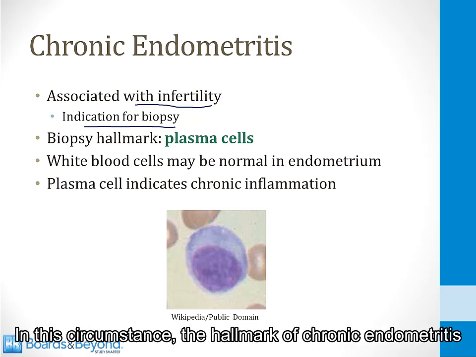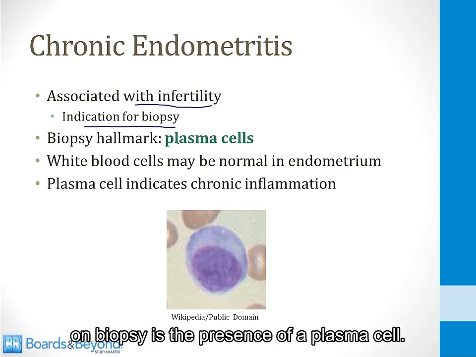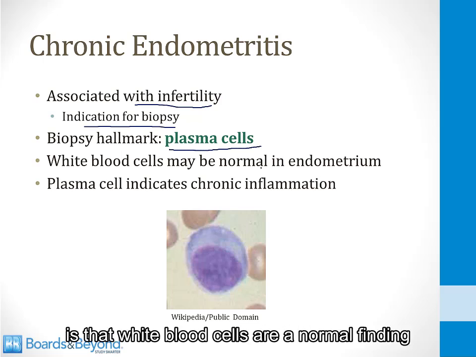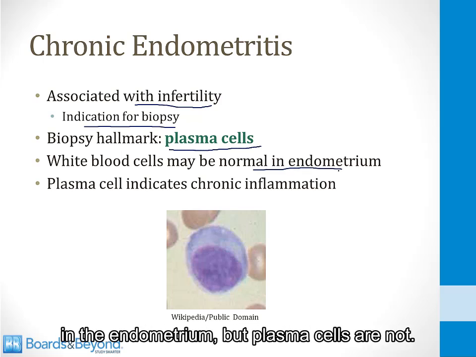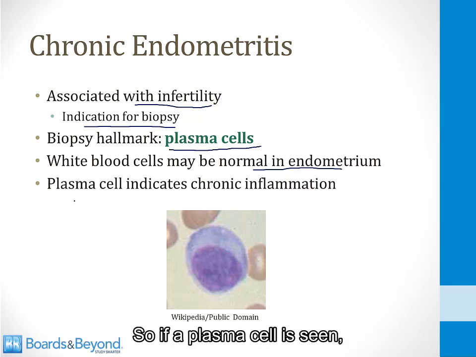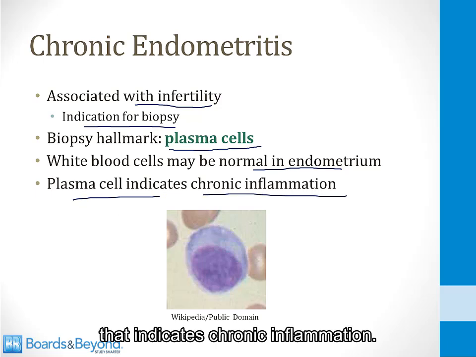In this circumstance, the hallmark of chronic endometritis on biopsy is the presence of a plasma cell. The reason for this is that white blood cells are a normal finding in the endometrium, but plasma cells are not. So if a plasma cell is seen, that indicates chronic inflammation.